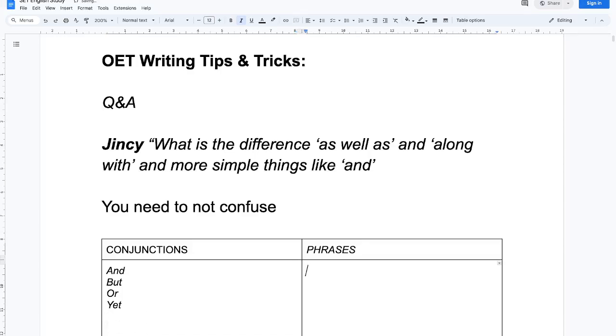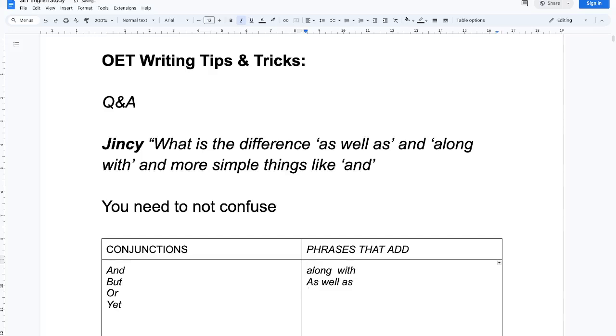When it comes to phrases, I'm going to call these phrases that join, or phrases that, let's say, add. Phrases that add. Here we would have things like "along with," and we would also have things like "as well as."